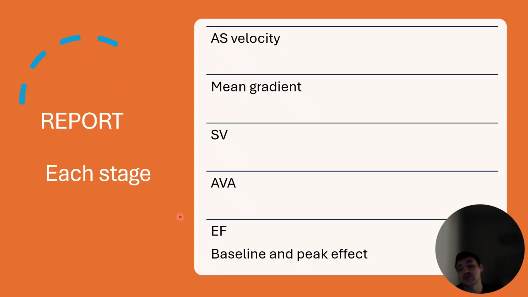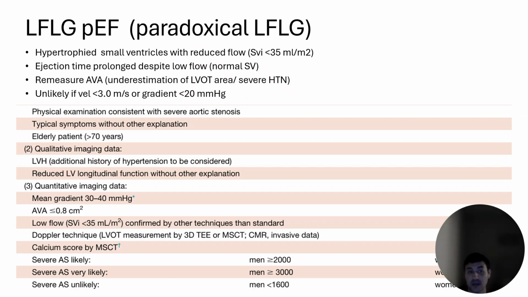So how will you report a dobutamine stress test? You report the velocity, the mean gradient, the stroke volume, the aortic valve area in each stage, and the ejection fraction, baseline and peak effect. Those are the parameters that you have to report in a dobutamine stress test based on the guidance.